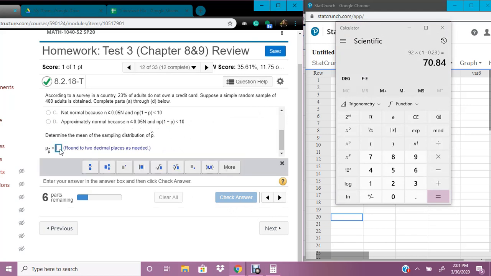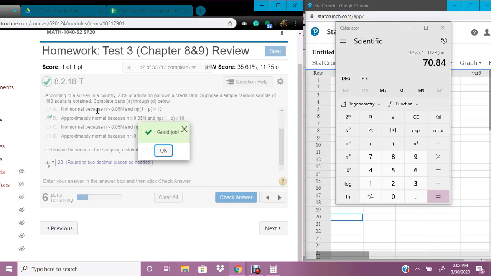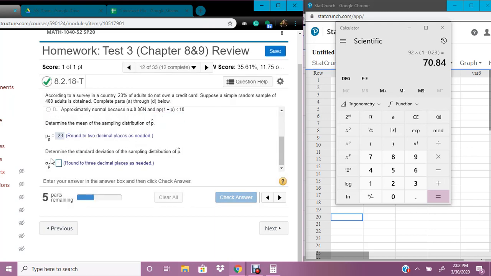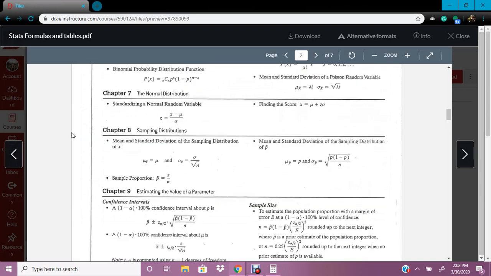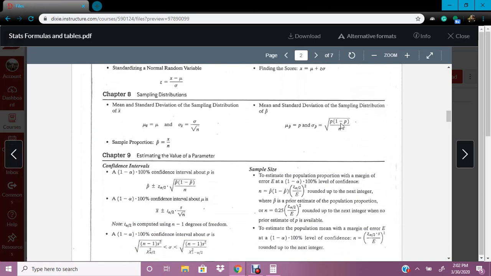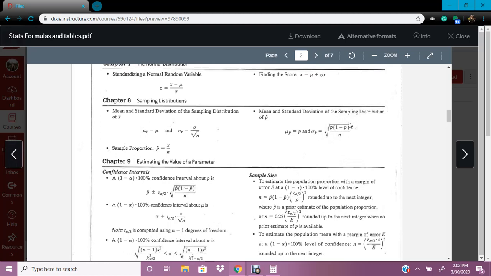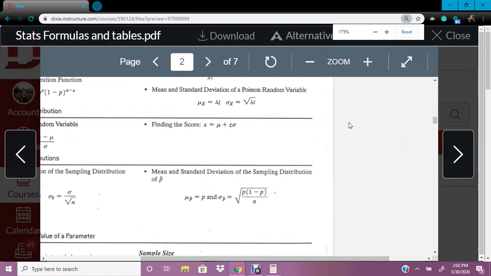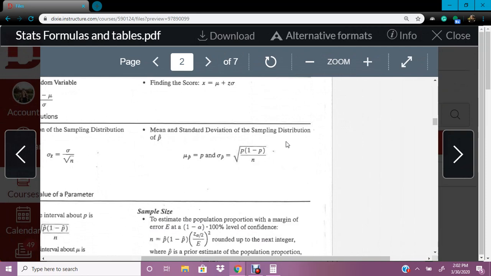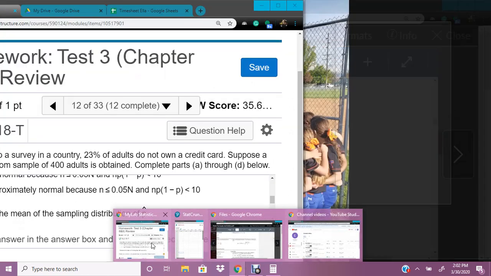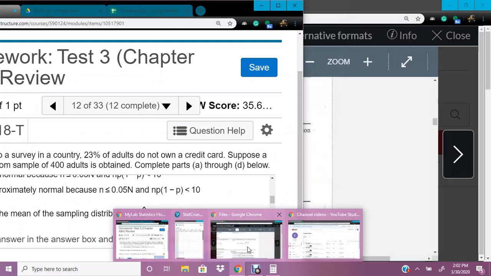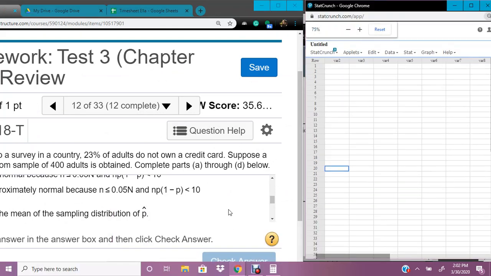And so remember, for our mean, it's just our proportion right there. And then for this one we're going to use our equation from our formula sheet. Let me see if I can show you guys that. Chapter 8 right there. Let me see if I can zoom in so you guys can see better. This equation right there. I would definitely recommend you guys having that pulled up while you're working on this because you want it to be as much like the test as possible.